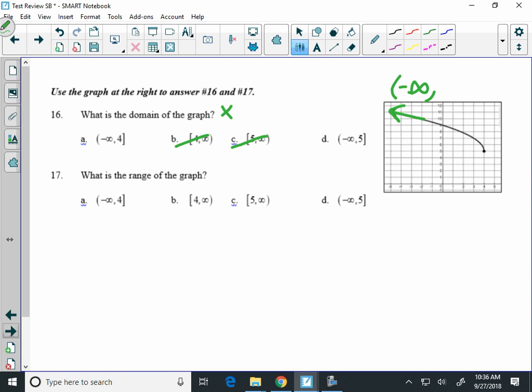So I choose the right-hand endpoint of my graph. This right-hand part of my graph goes all the way up to x equals 4 with a closed dot. So I have a square bracket, which is answer A.